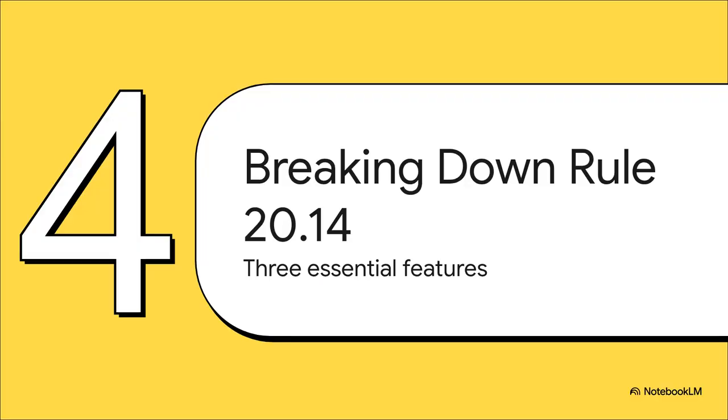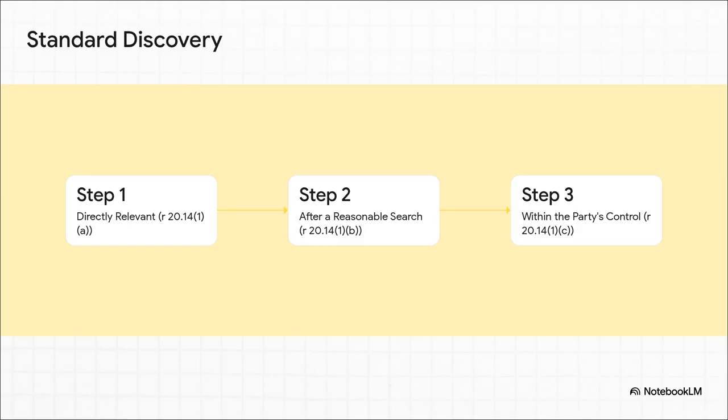So what does Rule 20.14 actually demand? For your exams, this is mission critical. You need to know that for any document to be discoverable under what we call standard discovery, it has to satisfy three distinct criteria. It's a three-part test, and a document has to tick all three of these boxes. That's Rule 20.14, Subrule 1, paragraphs A, B, and C. It has to be directly relevant, it has to be found after a reasonable search, and it has to be within the party's control. And just so we're clear, control simply means you have possession, custody, or power over it.